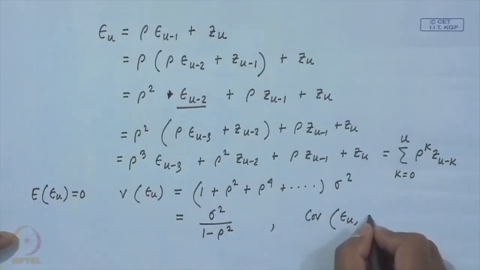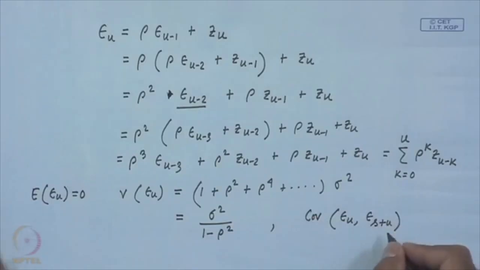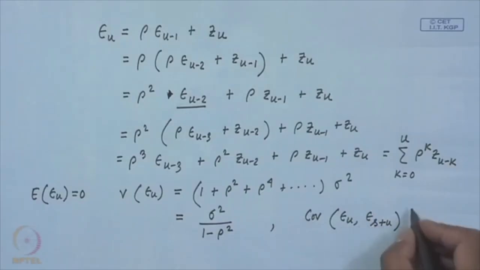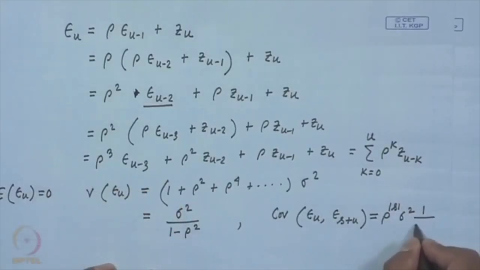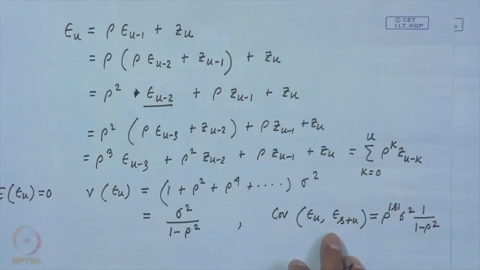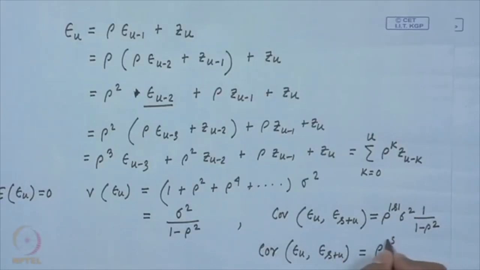And similarly, you can check the covariance of epsilon u and epsilon s plus u. So, I am trying to find the correlation between epsilon u and epsilon s plus u if the errors are first order autoregressive. You can check the covariance is equal to rho to the power of s times sigma square by 1 minus rho square. So, this is the covariance, and clearly the correlation between epsilon u and epsilon s plus u is equal to rho to the power of s.